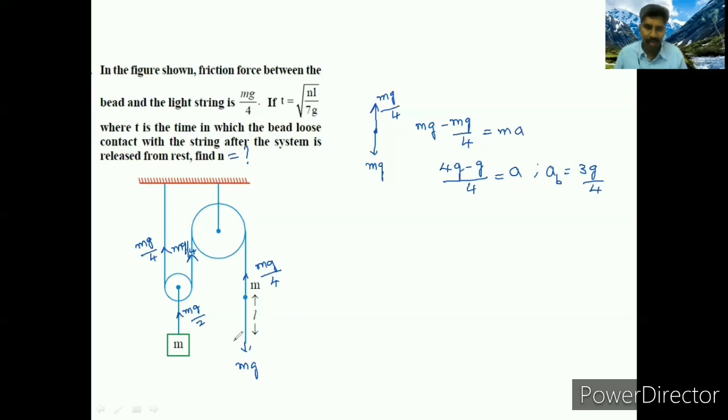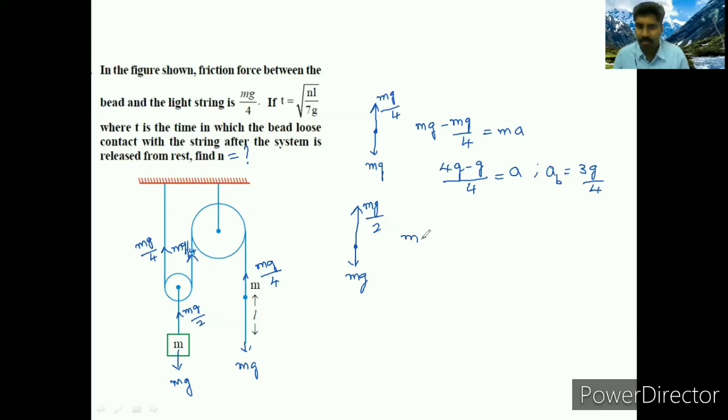Next, we need to calculate the acceleration of this block. Now here, this is the mg downward. Now in this free body diagram, the frictional force is equal to mg by 2, this value. Next, mg downward is there.